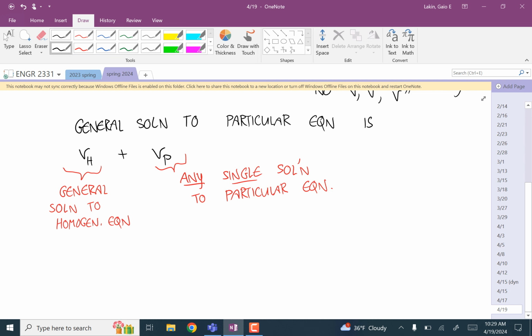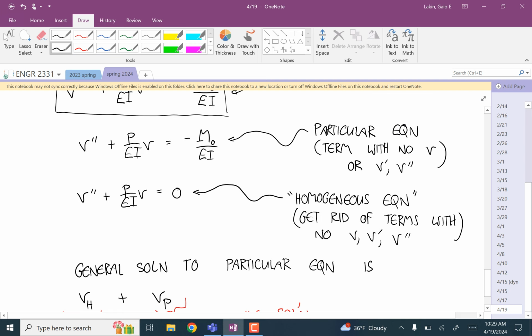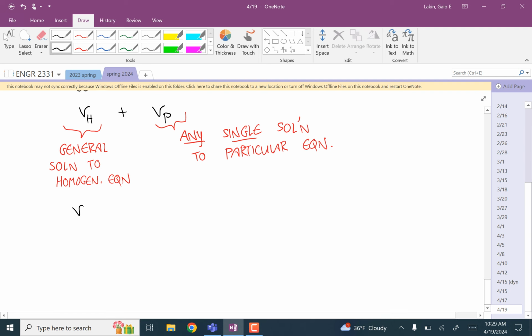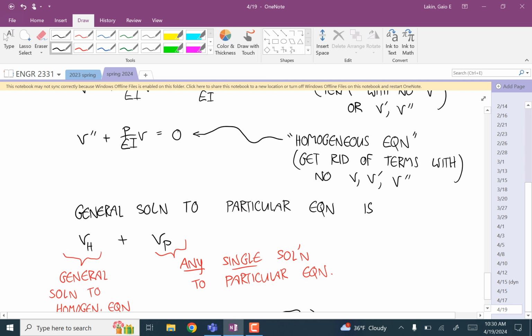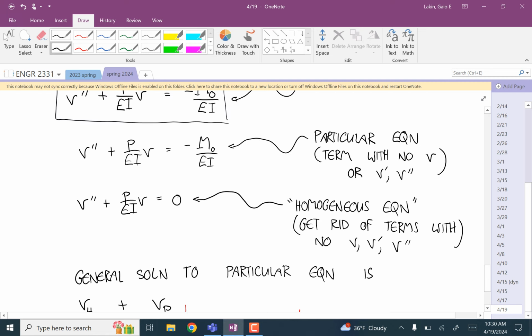Okay, so what's the solution to the homogeneous equation? Well, we've already seen that one. VH is C1 times the cosine of square root of P over EI times X plus C2 times the sine of square root of P over EI times X. Okay. Now we just need to find one thing that solves the particular equation.